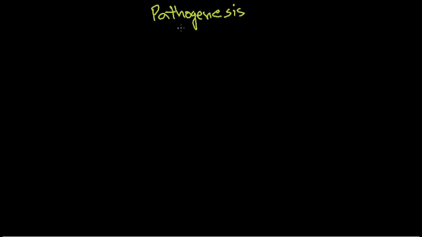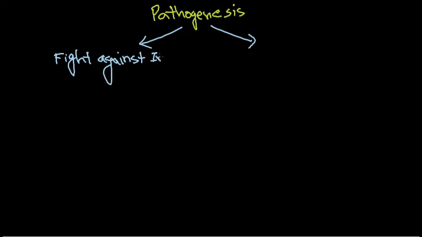Now whenever we're talking about pathogenesis, we'll be looking at two important features. The first feature is to fight against immunity, or the host immune system. So when we're talking about fighting against immunity, we're talking about the immunity of the host, right?